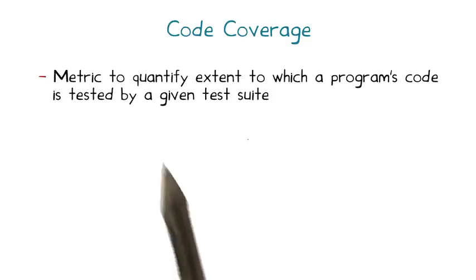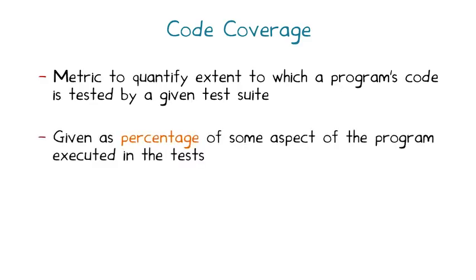Let's study the first approach, code coverage, in some more detail. Code coverage is a metric to quantify the extent to which a program's code is tested by a given test suite. Code coverage is given as a percentage from 0 to 100% of some aspect of the program that was executed in the tests. We will shortly see common examples of these aspects. Higher code coverage is generally indicative of a better test suite and a better tested program.